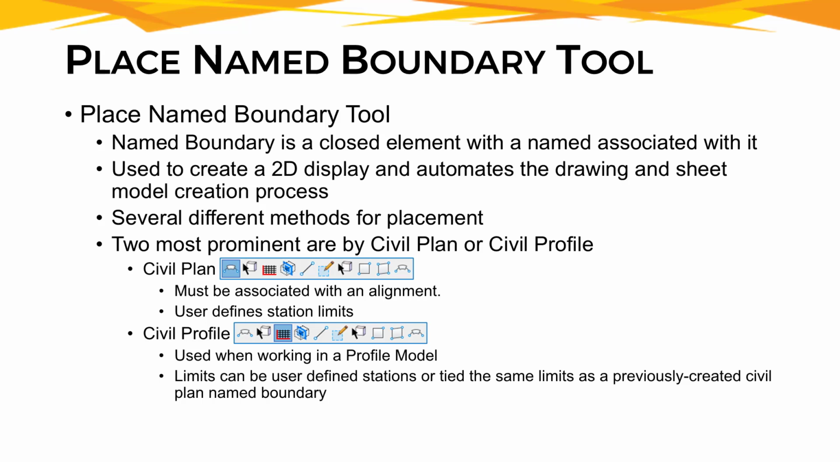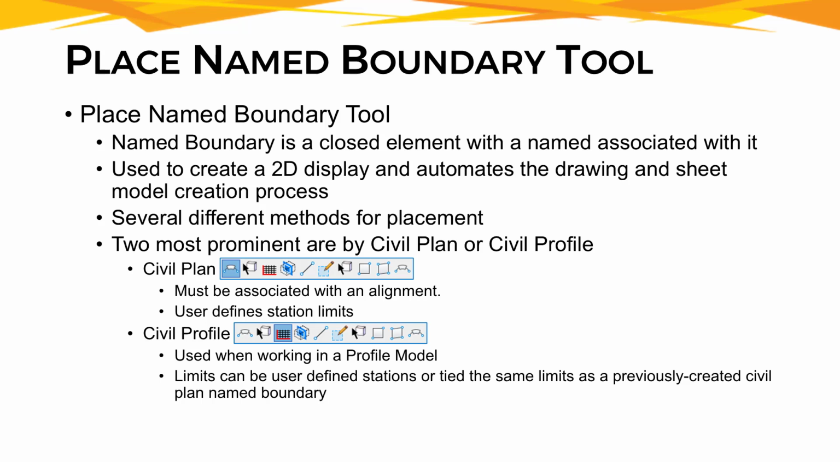Now, the first tool we're going to discuss is the Place Named Boundary tool. This is the tool that we use when we're looking to set up our plan view and the terrain elevation. Essentially, what this tool does is create a named boundary, which is just a closed element with a name associated with it. And it uses this boundary to create a 2D display of our 3D model. Then it also will automate the drawing and sheet creation process by using specific toggles within the tool.